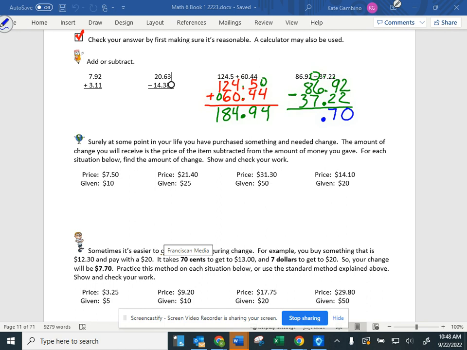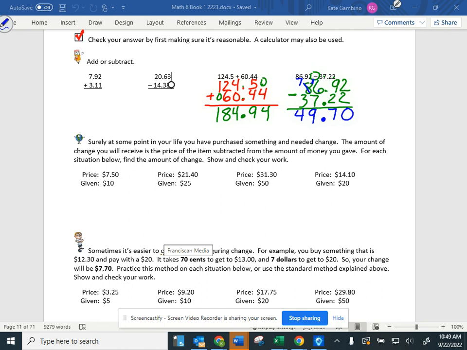if I have 6, I can't take 7 away from it. What do I have to do, Jillian? You make it into 16, and then the 8 becomes a 7. Yeah, I'm going to borrow a 10 from that 8. So now it's not 80, it's 70. And I'm going to bring that 10 over to my 6 to make it into a 16. So now 16 minus 7, that I can do, that's a 9. And 7 minus 3 is 4.